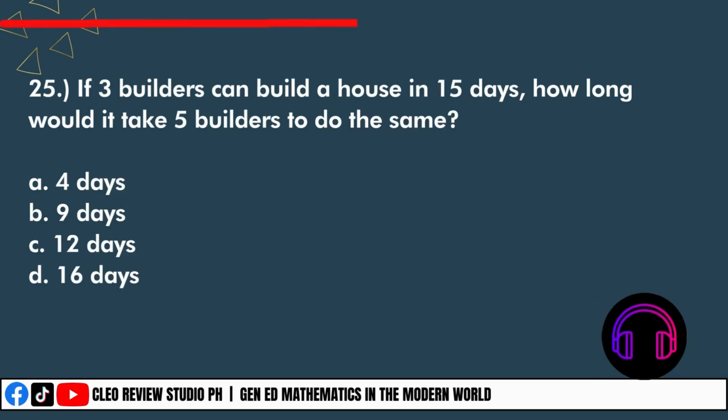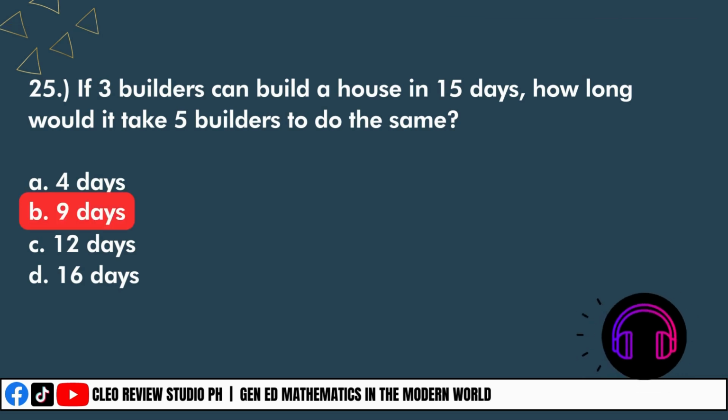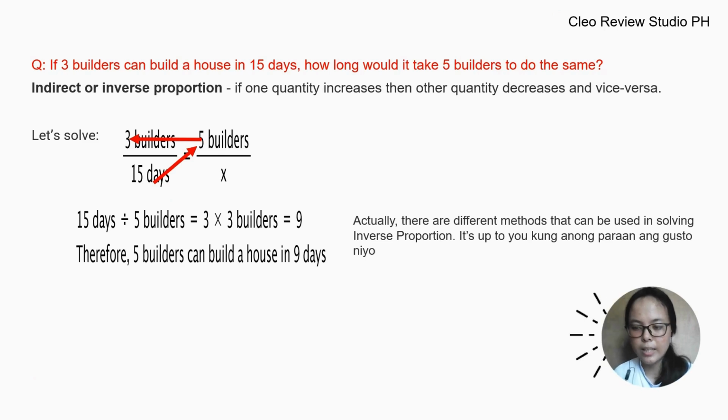If 3 builders can build a house in 15 days, how long would it take 5 builders to do the same? The correct answer is 9 days, letter B. Recap lang, meron tayong 3 types of ratio and proportion na na-mention ko kanina. Direct, indirect, and partitive proportion. Kailangang naiintindihan nyo ang sinasabi sa tanong para mas madali nyong matukoy kung inverse ba o direct proportion ba ang gagamitin. In this case, let's assume na tuloy-tuloy ang trabaho.